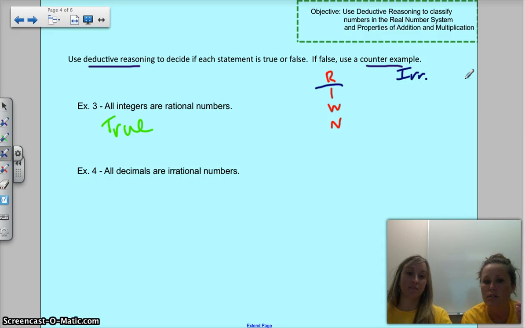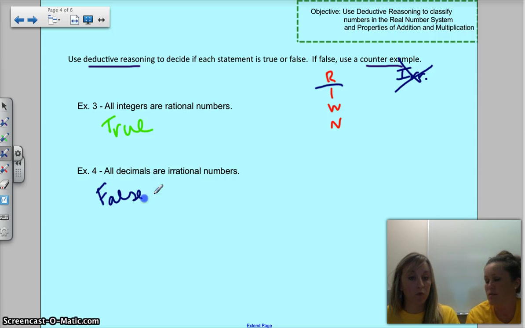It says that all decimals are irrational numbers. Well, 1.5 is a terminating decimal, or I could write it as a fraction as 1 and 5/10, or 1 1/2. Well, that's a rational number. So it would not be irrational. So this is false, and I've already given myself a counterexample. 1.5 is a decimal that is rational. So I could say a rational decimal.